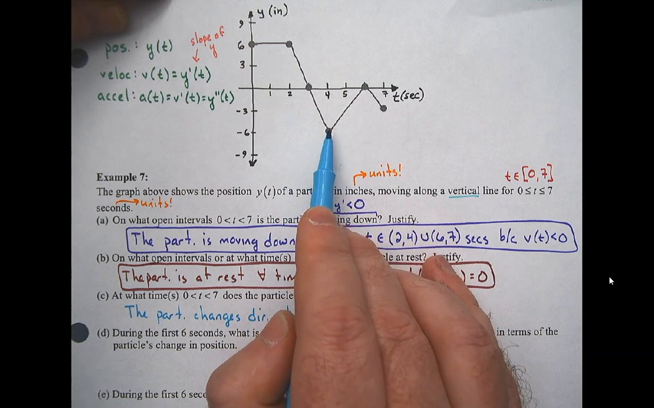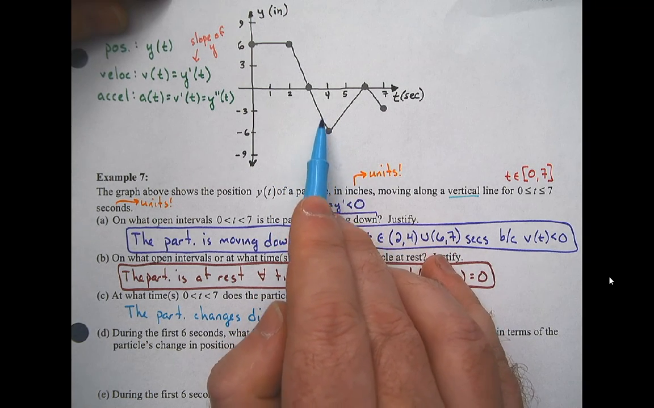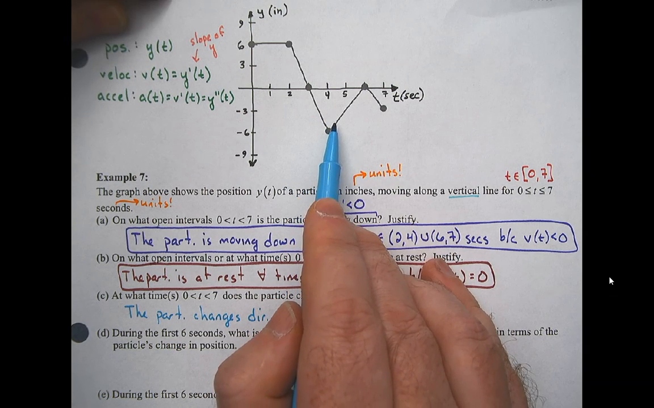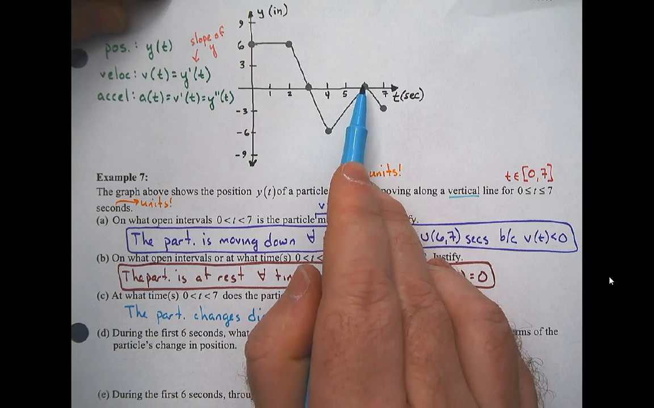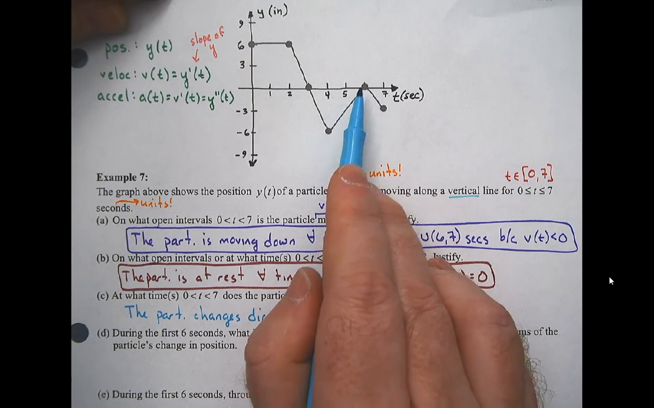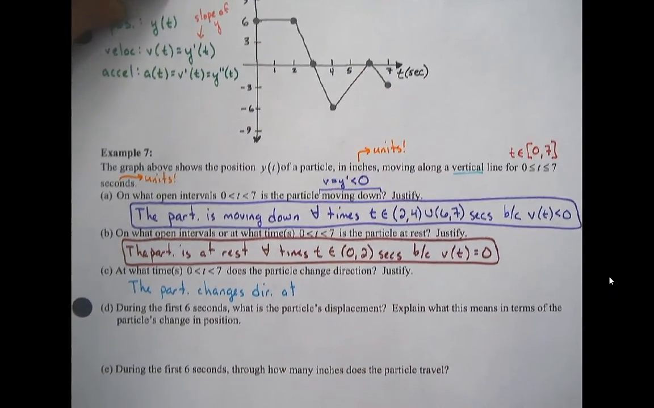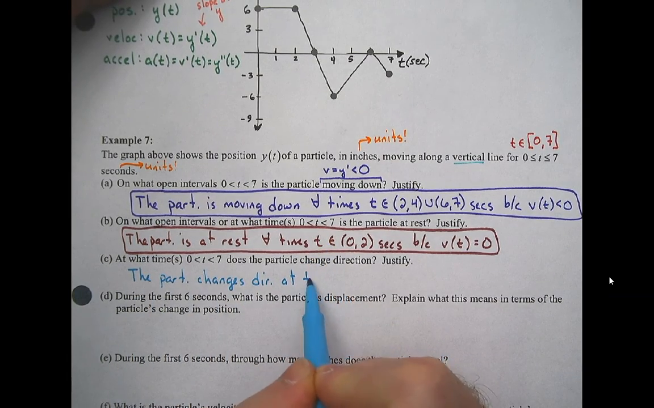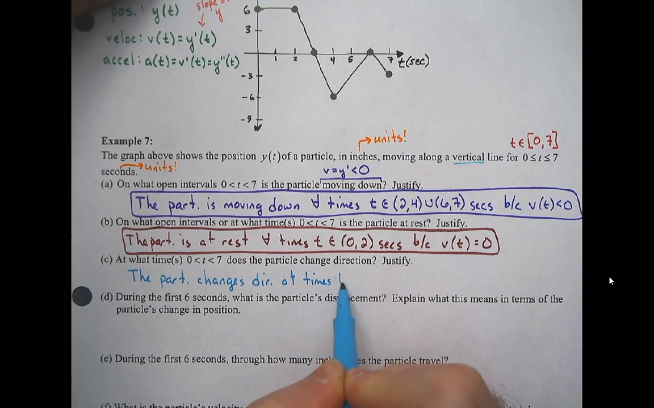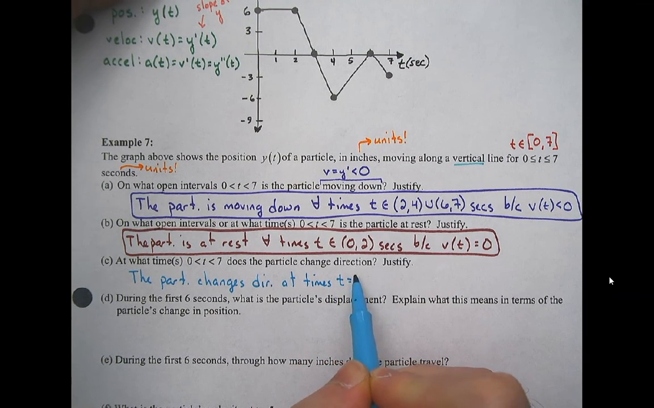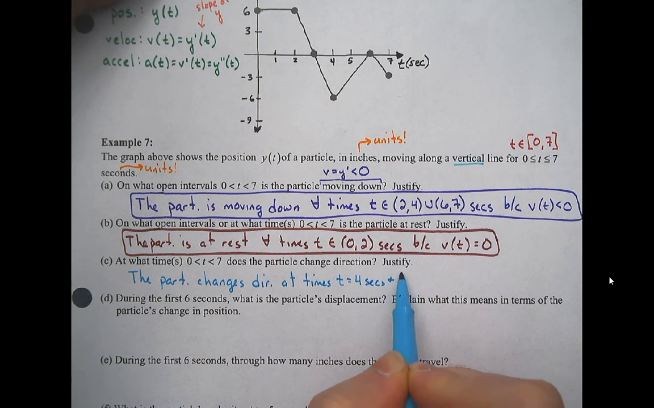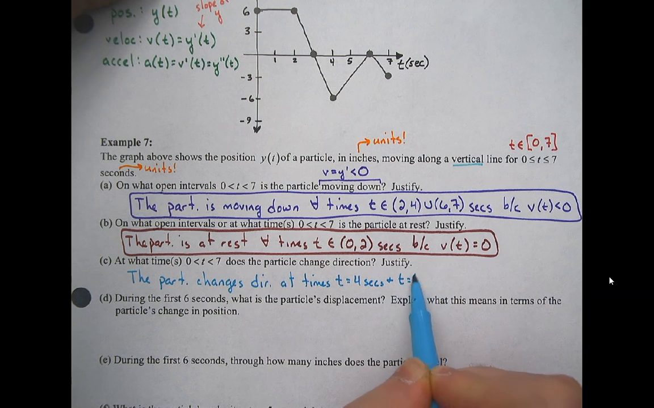My slope is negative. Then my slope becomes positive. So this is a moment when my particle changes direction. My slope is positive. My slope is negative. This is another moment where my particle changes directions. So we would say the particle changes directions at times t equals 4 seconds and t equals 6 seconds.